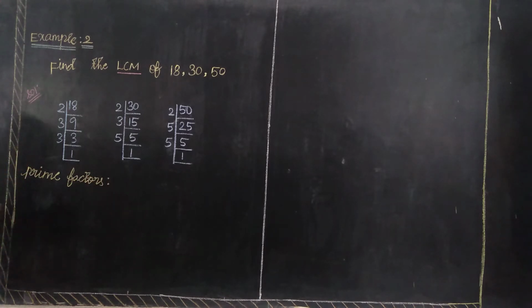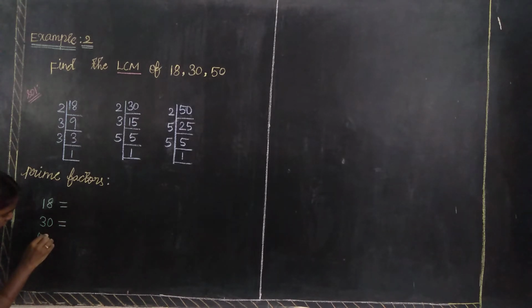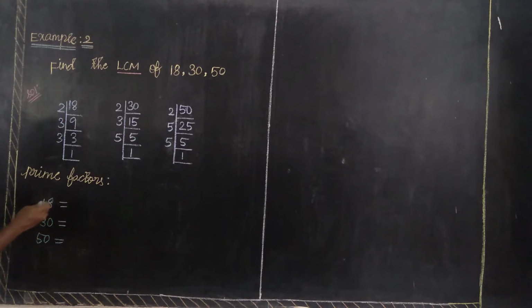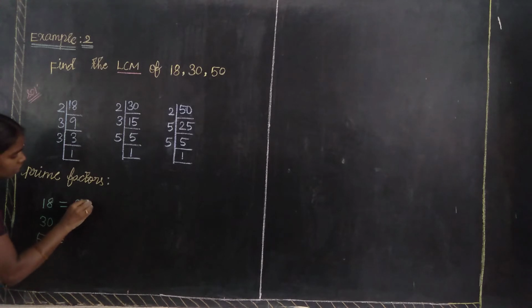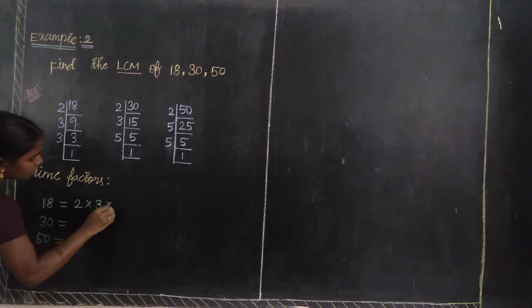Prime factors. The first number is 18, the second number is 30, and the third number is 50. Then find out and write the factors. The factors of 18 are 2 into 3 and 3.